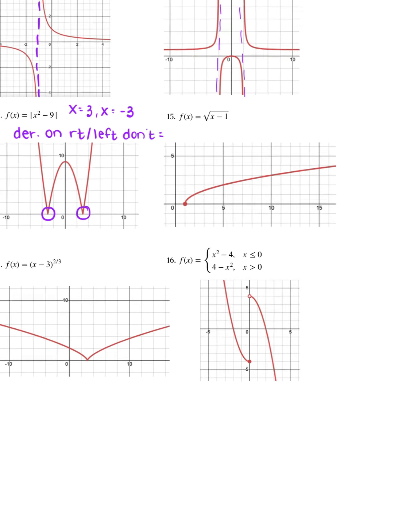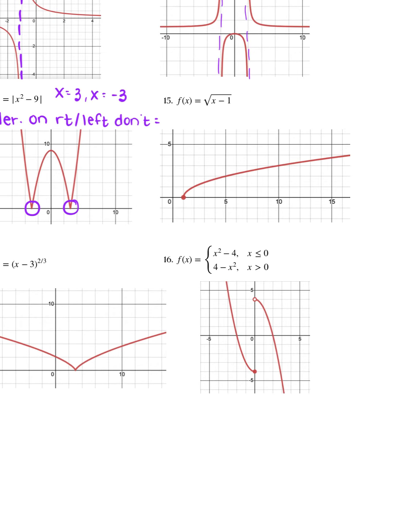Number 15, this is a square root function. And the place we're going to run into trouble here is this endpoint, so that would be at x equals 1. The reason that one's a problem is the derivative does not exist to the left. So it's not continuous from the left.